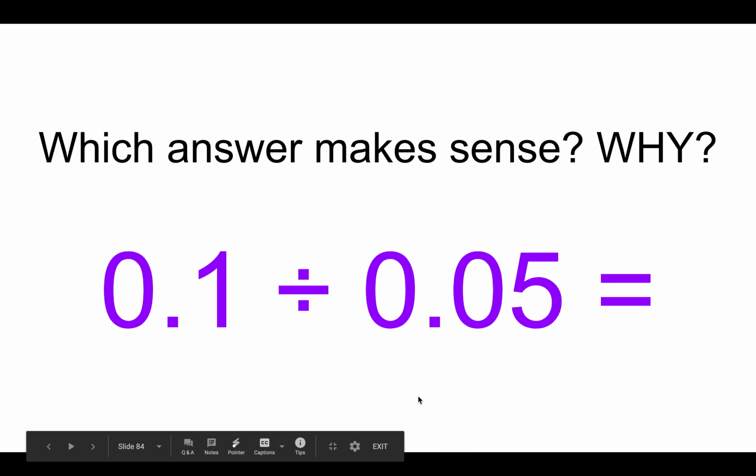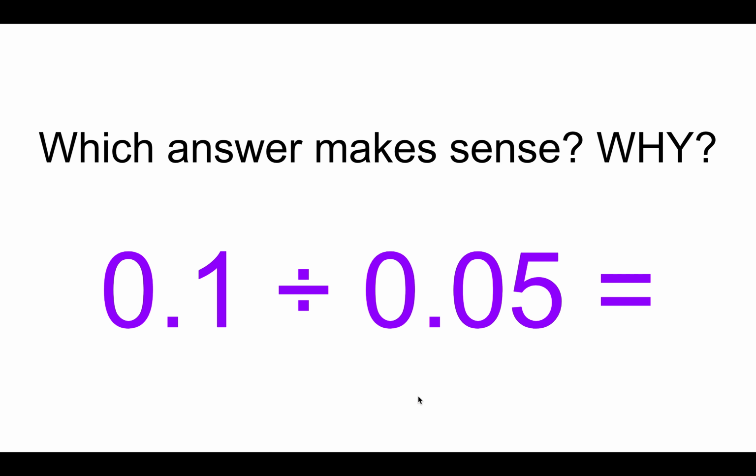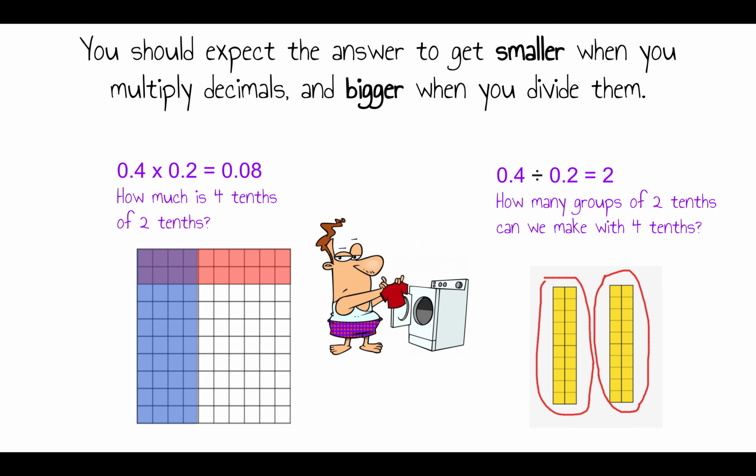What if we had 1/10 divided by 5/100? Which answer makes sense and why? Yes, I bet some of you estimated. Some of you maybe used your blocks, and you were correct that the answer that makes sense is 2, because it has to be bigger than the numbers we started with. You should expect the answer to get smaller when you multiply decimals and bigger when you divide them. That's the opposite of what happens with whole numbers.